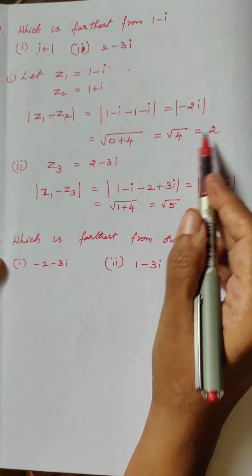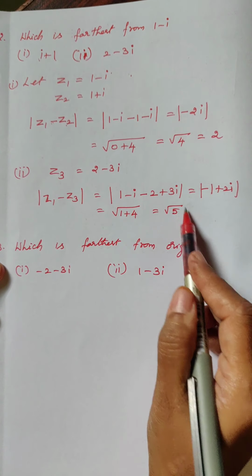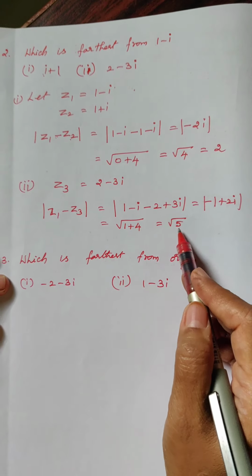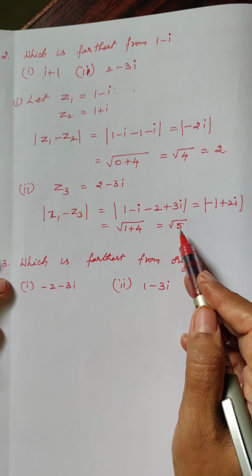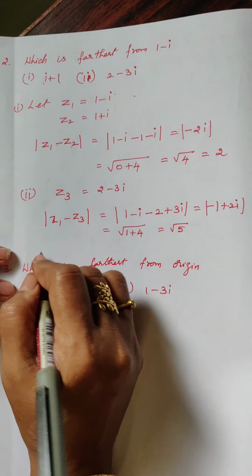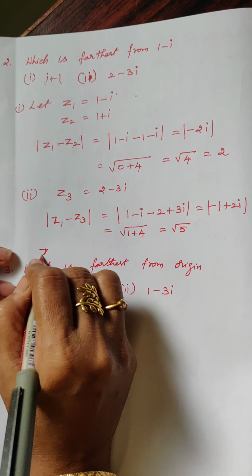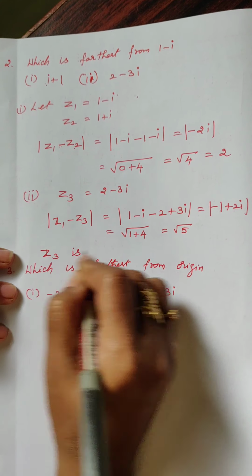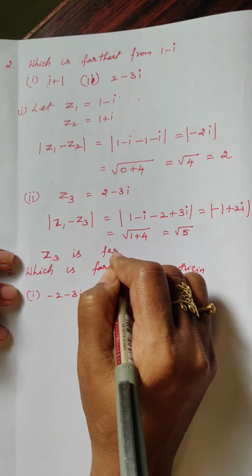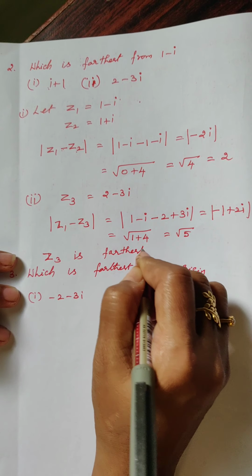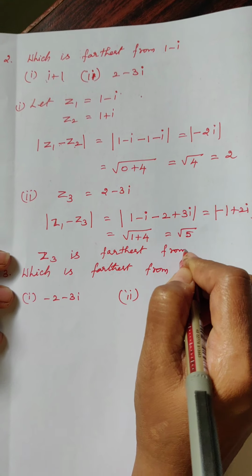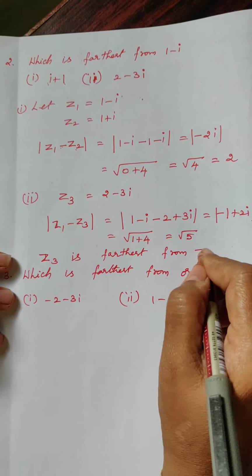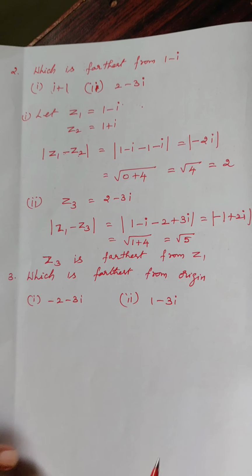So I am going to compare root 4 and root 5. Which is the greater value? Root 5. So which is farthest? Z3 is farthest from Z1, 1 minus i. Is it clear now? Next one.